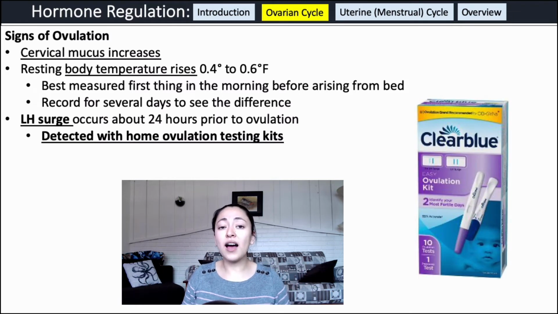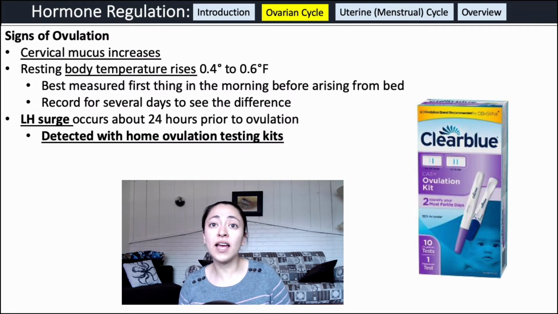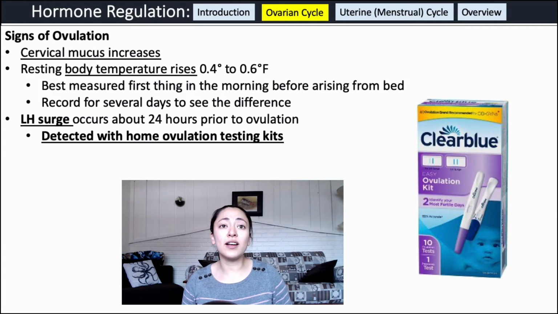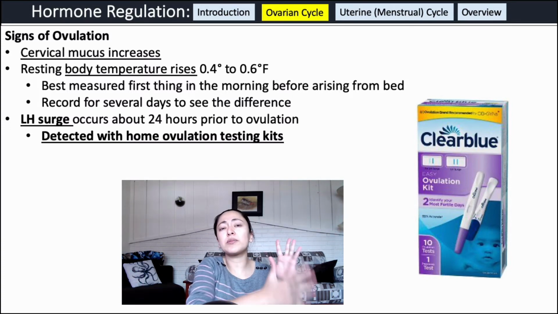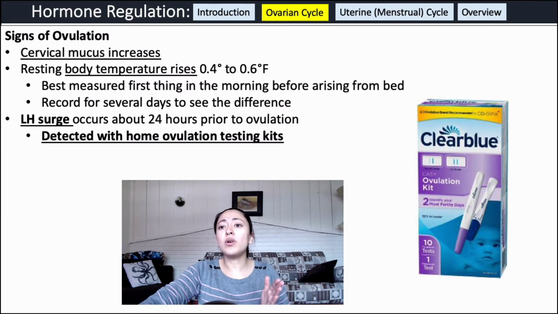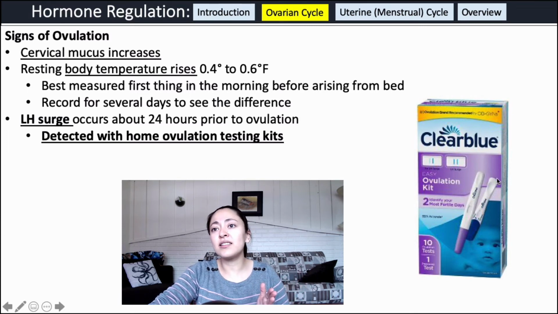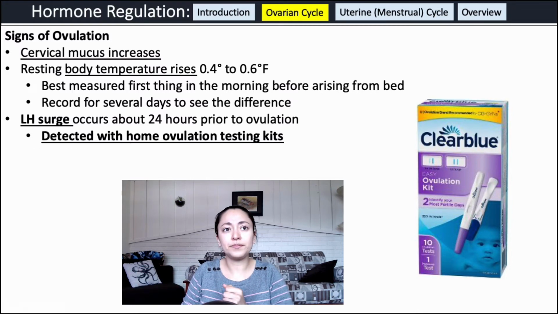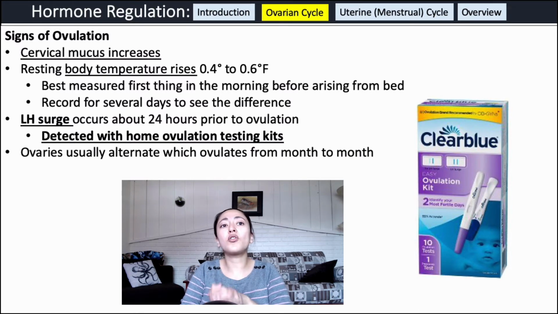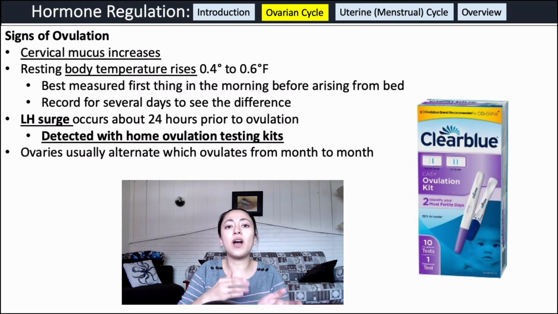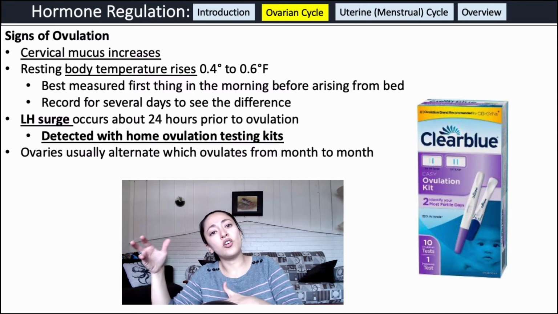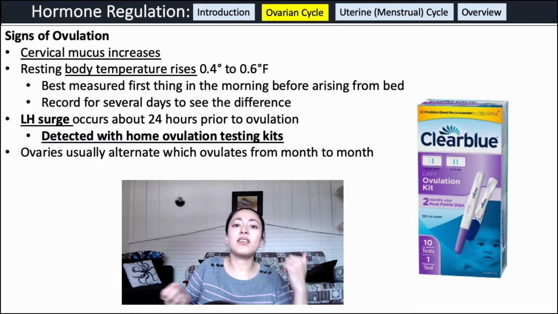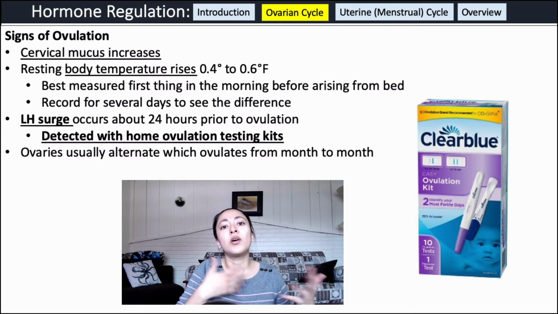One of the most obvious changes that can actually be detected by ovulation kits is that surge in LH. So the surge in luteinizing hormone occurs about 24 hours prior to ovulation, and you can actually buy ovulation testing kits to see when you're ovulating during your menstrual cycle. And another thing I just want to point out is that your ovaries usually alternate which one ovulates every month. So usually your right ovary might ovulate one month, and then the next month your left ovary will ovulate, and so forth.